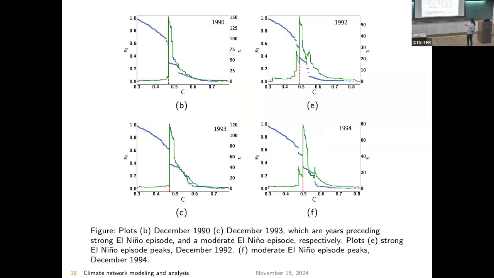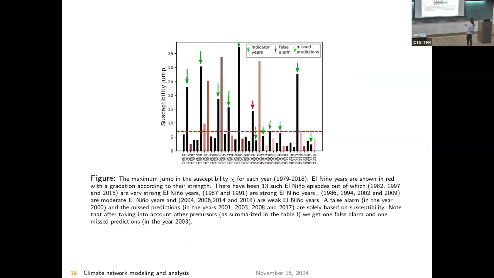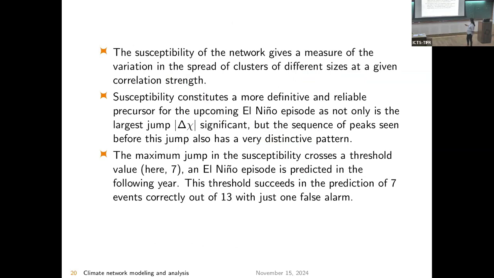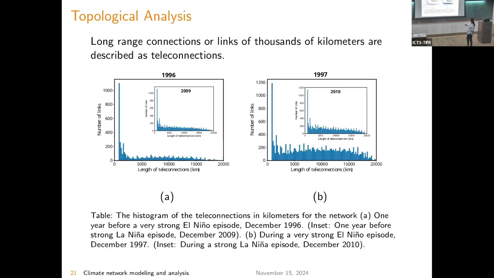Next slide. Okay. So we will do the topological analysis in order to find certain more precursors which we can club together. We now have the jump in the susceptibility, but we want some more precursors, so that together we can minimize the false alarm and we can predict more activities.